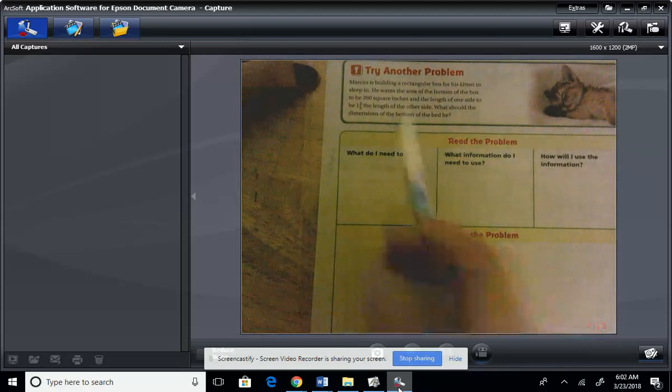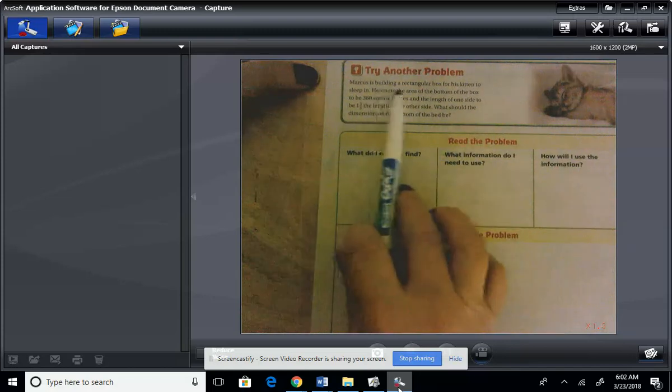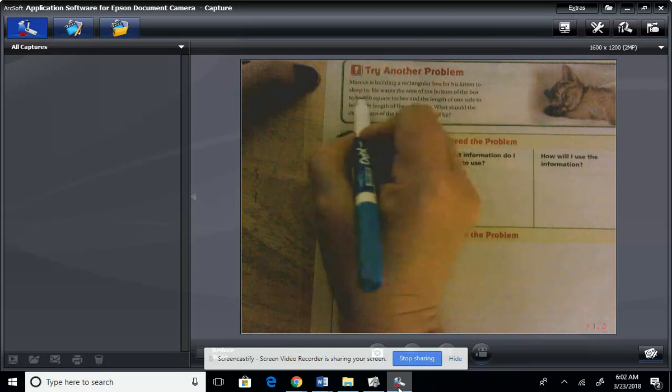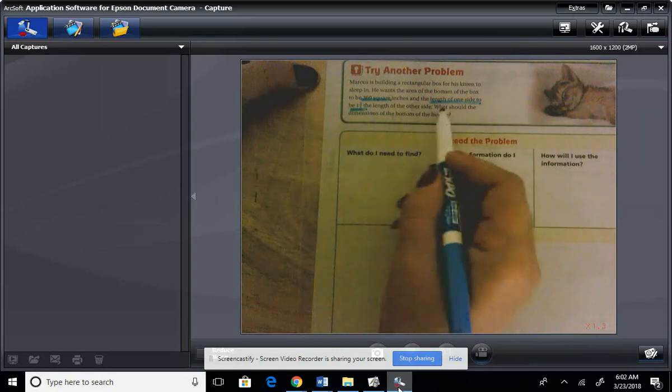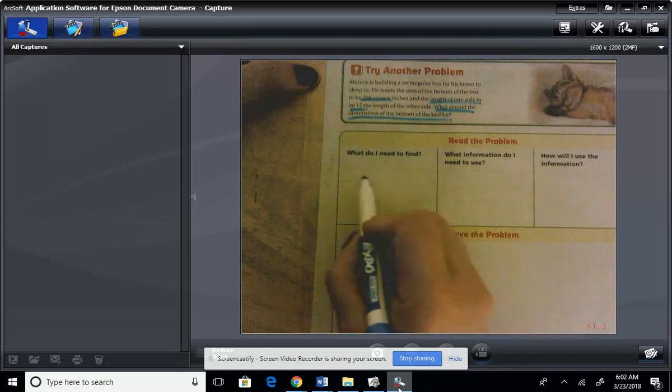Marcus is building a rectangular box for his kittens to sleep in. He wants the area of the bottom of the box to be 360 square inches, and he wants the length of one side to be 1 3/5 the length of the other side. What should the dimensions be? All right, so here's our box.